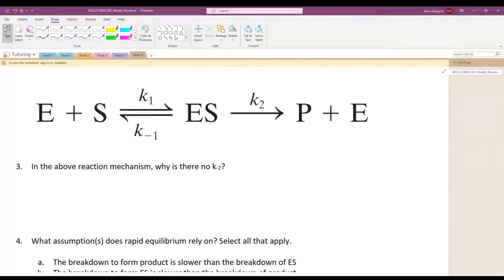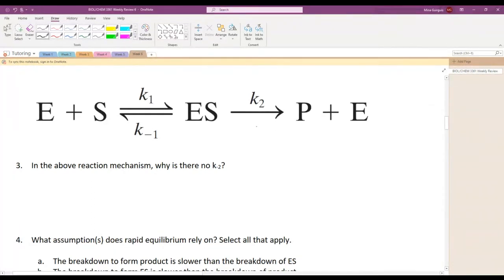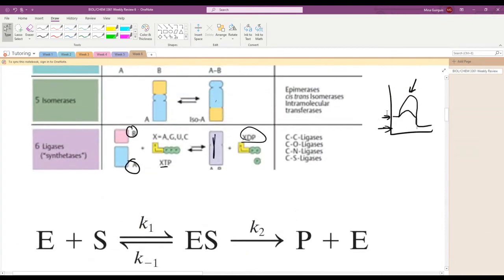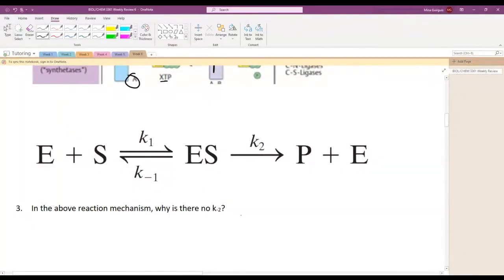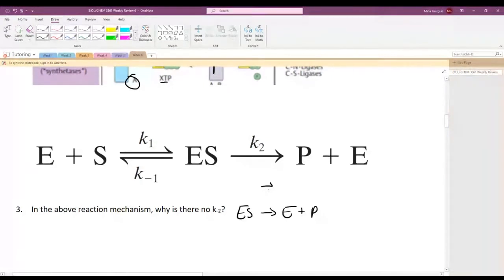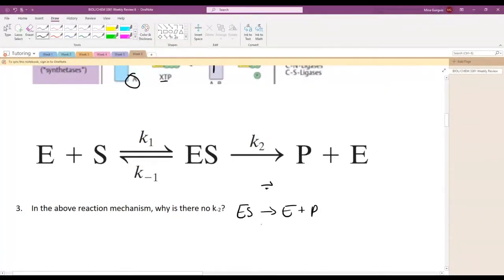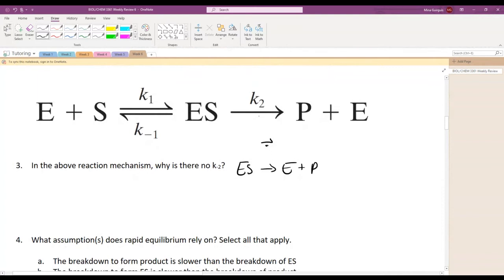So in the above reaction mechanism, why is there no K-2? This is one of the questions that a lot of students ask a lot of the time. And this kind of comes back to this idea right here as well. The reason there's no K-2 is based on this concept. Because the reaction of ES to enzyme plus product is so favorable, your K-2 is next to negligible. It is there and it does exist, but it's minuscule. And so we ignore it.